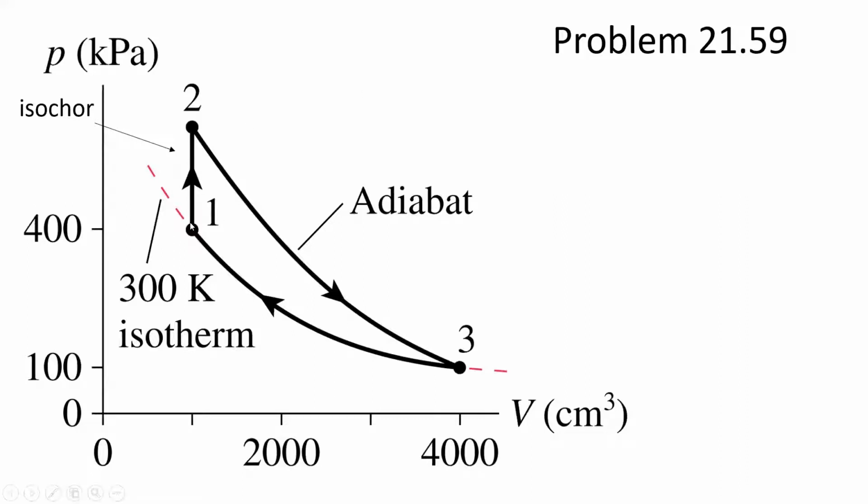We start at 0.1 on the PV diagram. We can just read off the graph the values of the volume, the pressure, and the temperature.